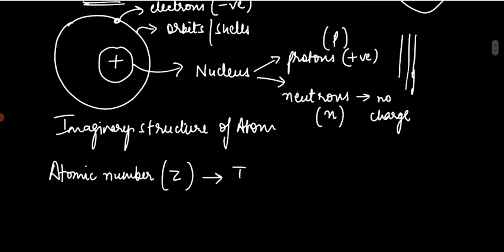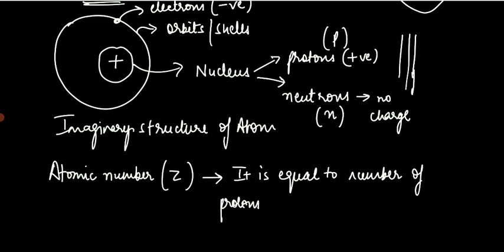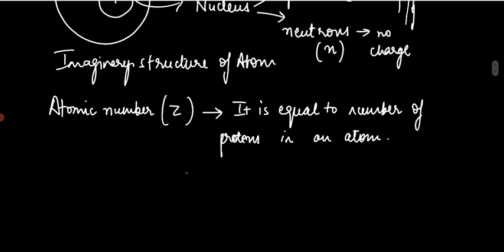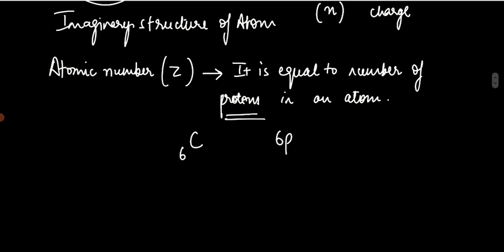So it is equal to the number of protons in an atom. If I take an example of carbon, the atomic number is 6. So we say that it has 6 protons inside an atom. And this proton number can be equal to the number of electrons in a neutral atom. So this is how we represent it. I'll come back to this part again, the representation of an element.